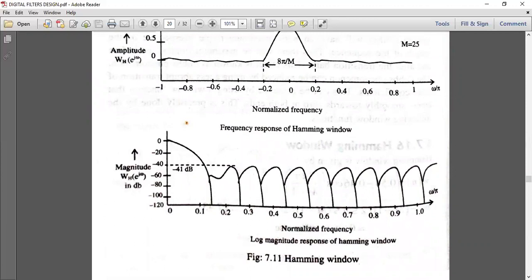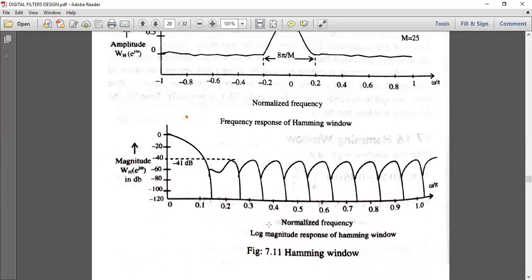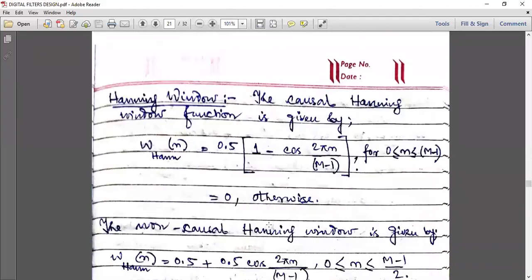And it is obvious from the above diagrams that the peak side lobe level is down about 41 decibel from the main peak. You see, the peak side lobe level is down about 41 decibel in the log magnitude response from the main peak. Okay, so this is all about the Hamming window. Now we come to the Hanning window.